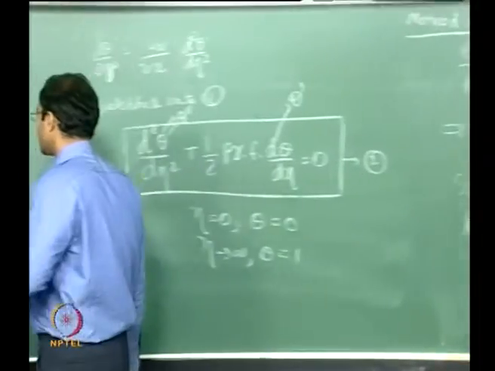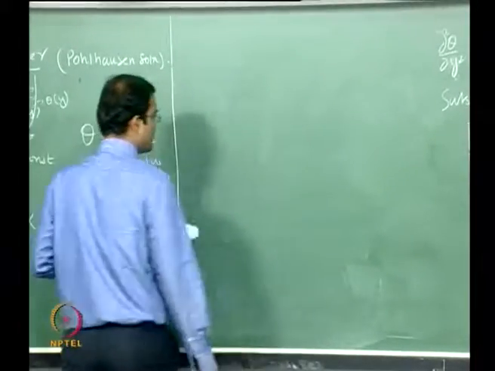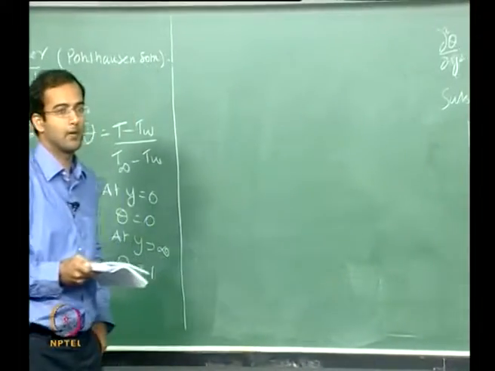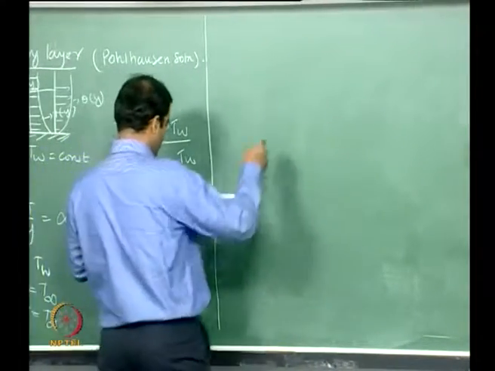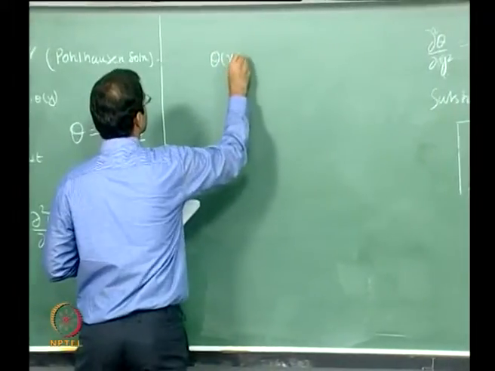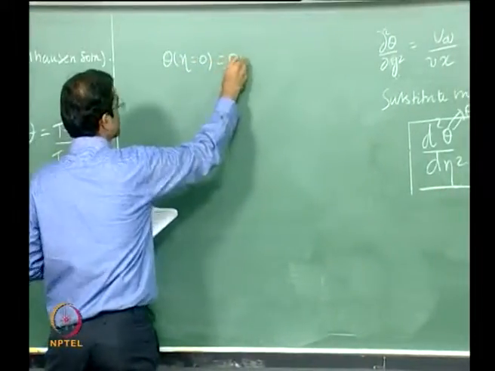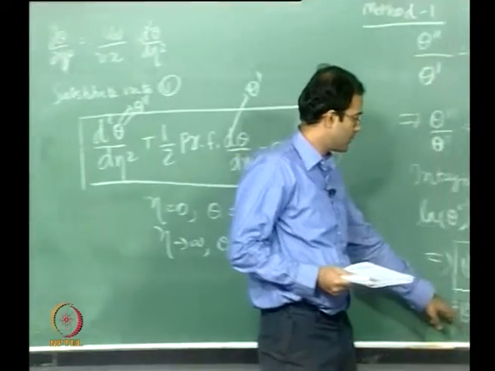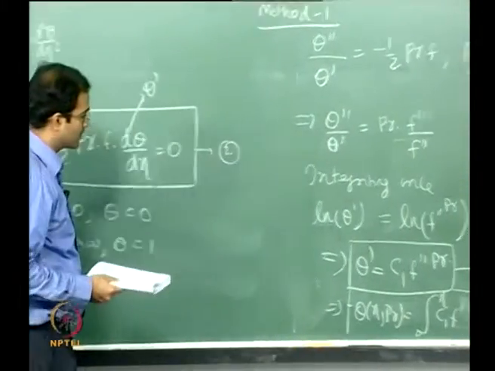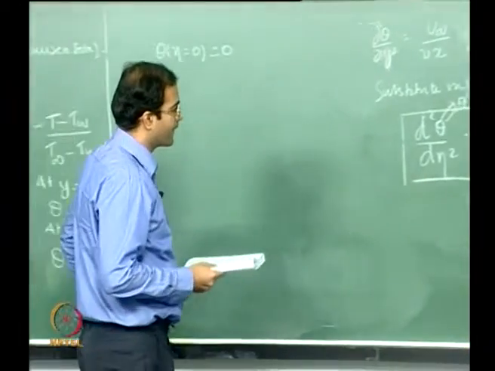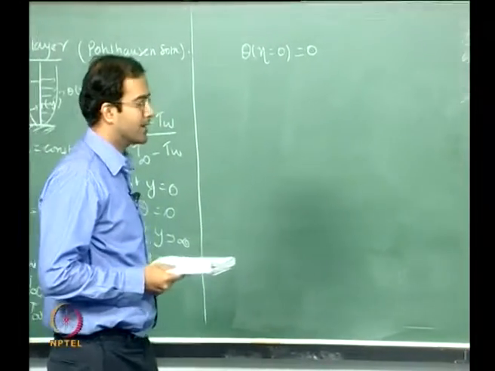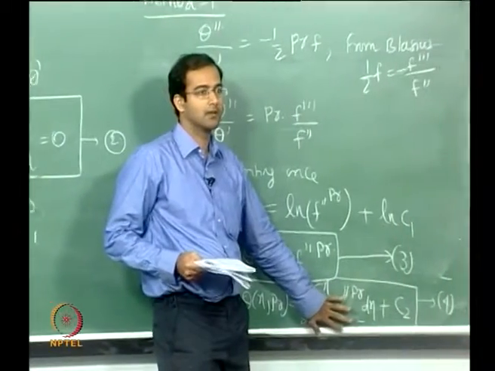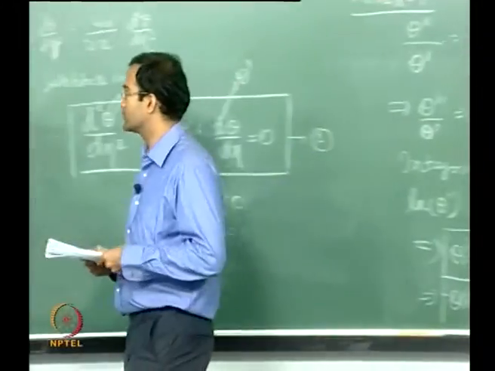So now I have to find the two constants c1 and c2. How do I determine the two constants? Boundary conditions. So theta at eta equal to 0 is equal to 0. If I apply this to equation number 4, what will I get? At eta equal to 0, if I integrate from 0 to 0, this is 0. Therefore my c2 has to be 0.